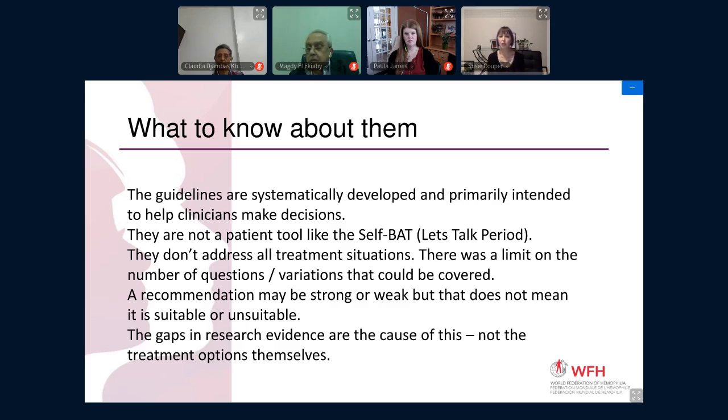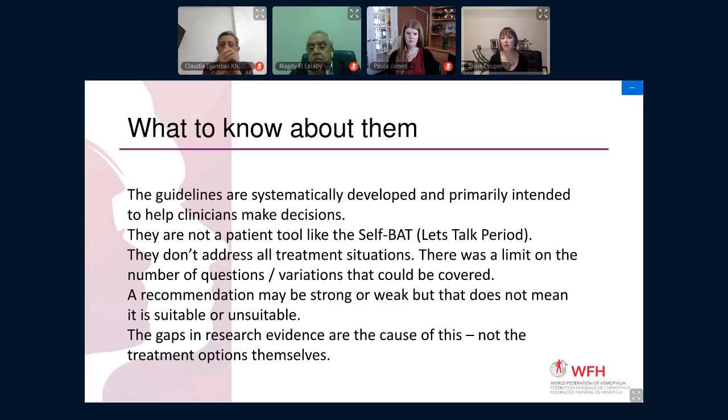They're not a patient tool like the Self-BAT tool. So if you haven't looked at the Let's Talk Period website, go and have a look. I highly recommend it. It's easy to use, and because it's factual, it can take the guesswork out of knowing whether you should encourage somebody to seek specialist advice on their bleeding. So I kind of look at that as a bit of a gold standard for things that patients can use. That's my intention for what we can actually start to build out of the guidelines, things that patients can directly interact with.